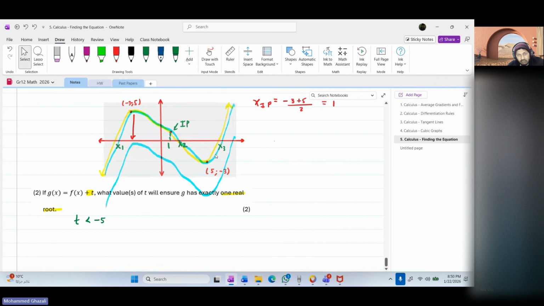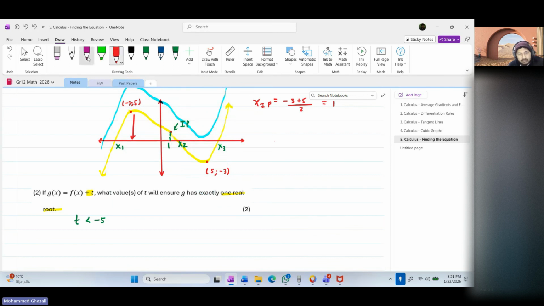So this is a level 4 question. Now if I move this up more than 3 units, or t is greater than 3, I need to say plus 3. If I add 3, then it's going to be sitting on the x-axis. So if I say more than 3, then it's going to go beyond the x-axis.